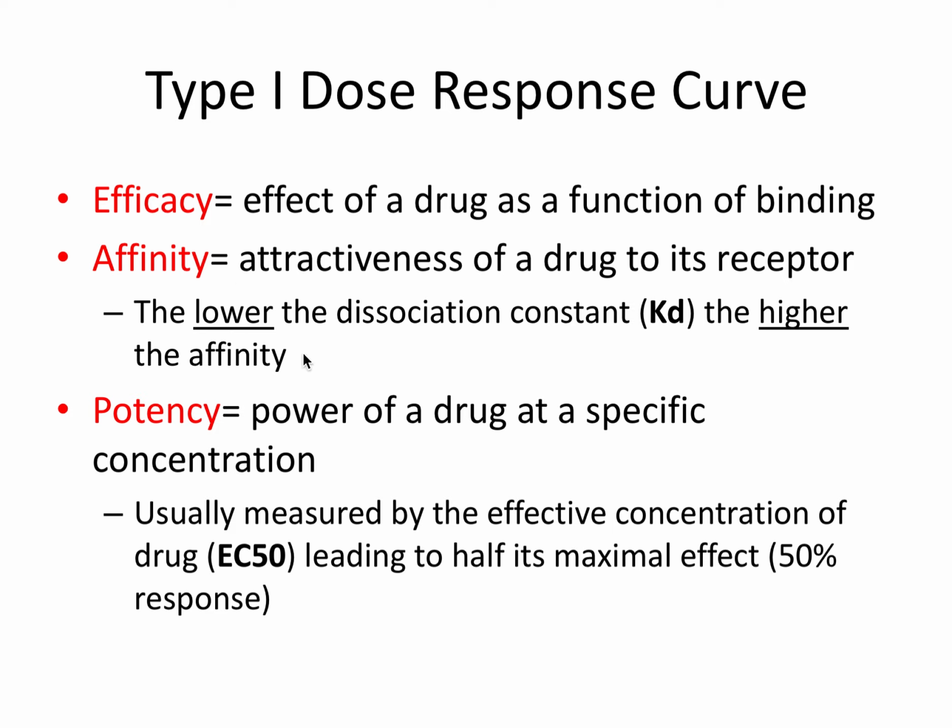And this is represented by the dissociation constant, or KD. And the lower the dissociation constant, the higher the affinity of the drug. So those are inversely proportional. So the KD, again, is the dissociation constant, and it's obtained from a binding curve, which is separate from the dose-response curve we've been looking at. So KD technically is the concentration of a drug needed to occupy 50% of receptors.